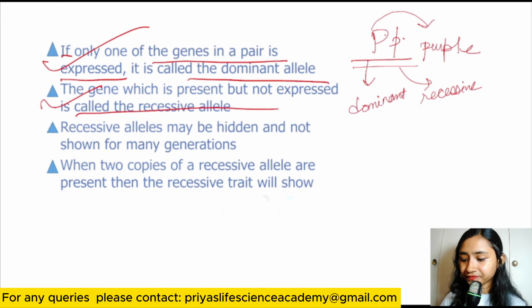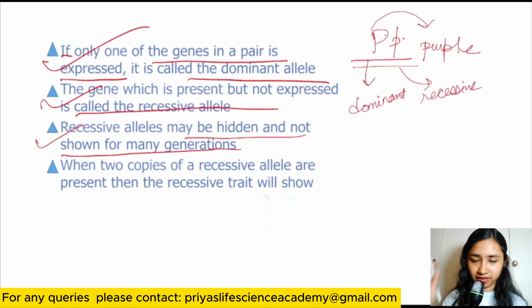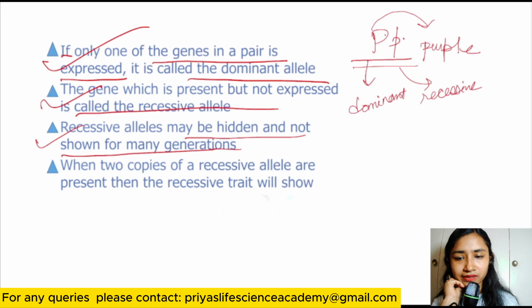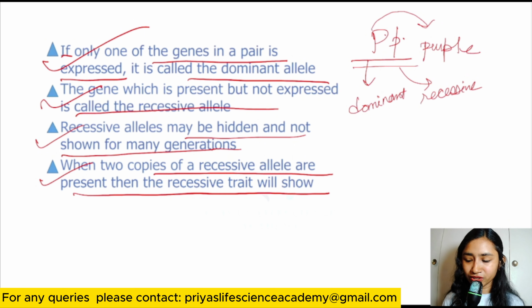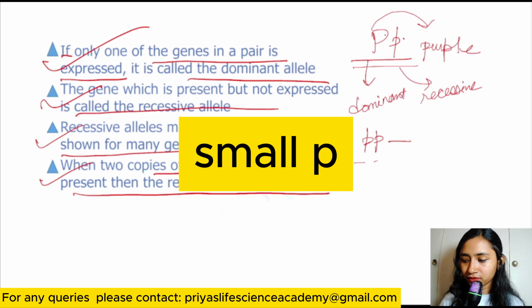Recessive alleles may be hidden and not shown for many generations. We could see that in the F1 generation the recessive allele was hidden, but in the F2 generation we could again see it, because to express the recessive trait, you need two copies of the recessive allele. When two copies of the recessive allele are present, then the recessive trait will show. In the F2 generation, when two small p alleles were present, we could see the white phenotype.